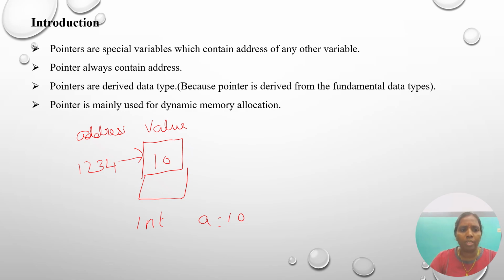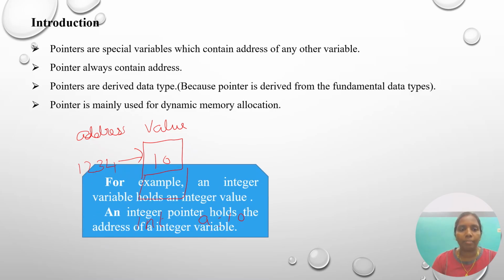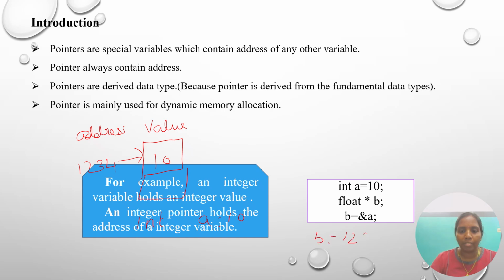The pointers always contain the address. Pointers are a derived data type and are mainly used for dynamic memory allocation. In this case, integer a equal to 10 and float asterisk b, and b equal to ampersand a. So the b value will hold the address of this memory location, so that the b value is equal to some memory location value.